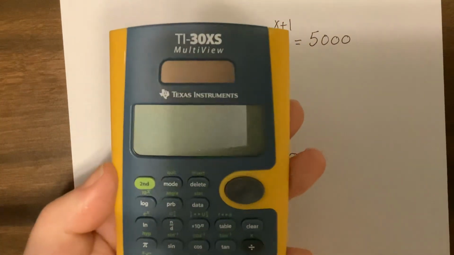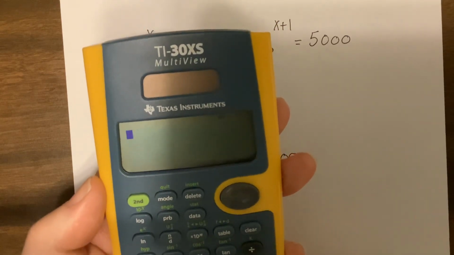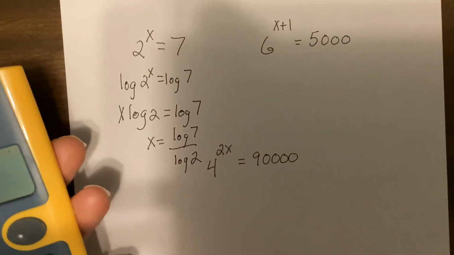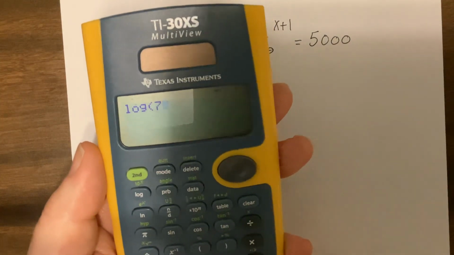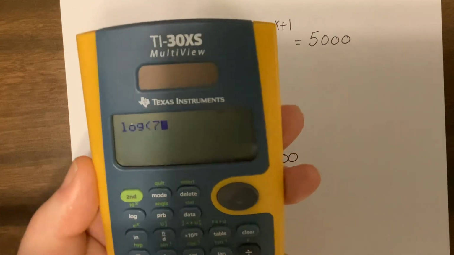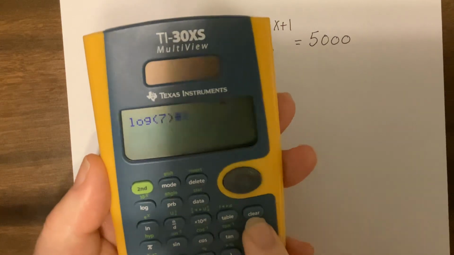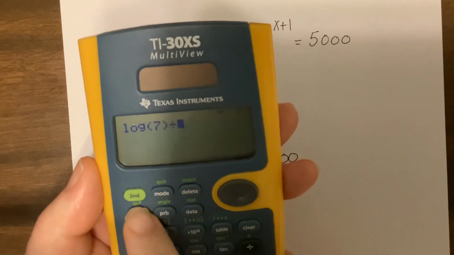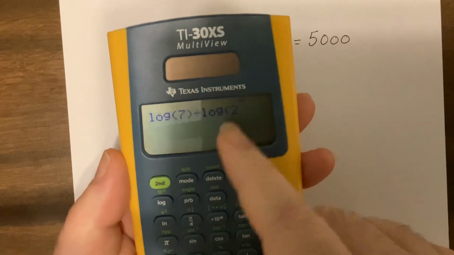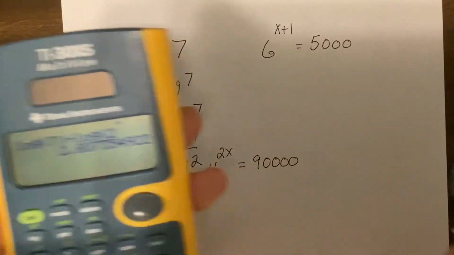So on my handy dandy calculator, I would do log of, what was my number? 7. Now, you have to be careful. You have to close the parentheses, or you will get a wrong answer. Divided by log of 0.2. Now this one you don't need to close because there's nothing after it. And I get an answer of 2.8.